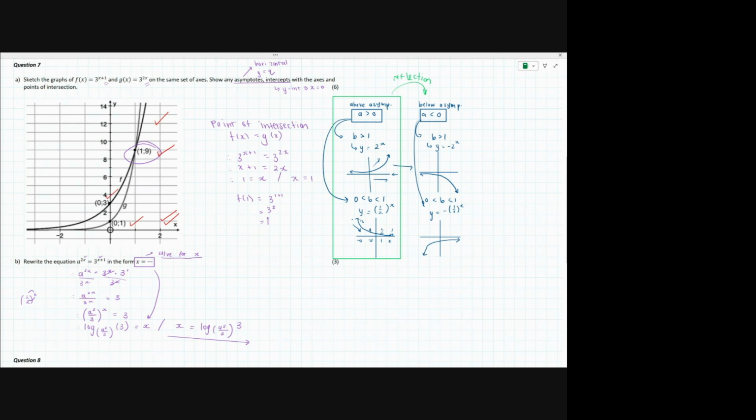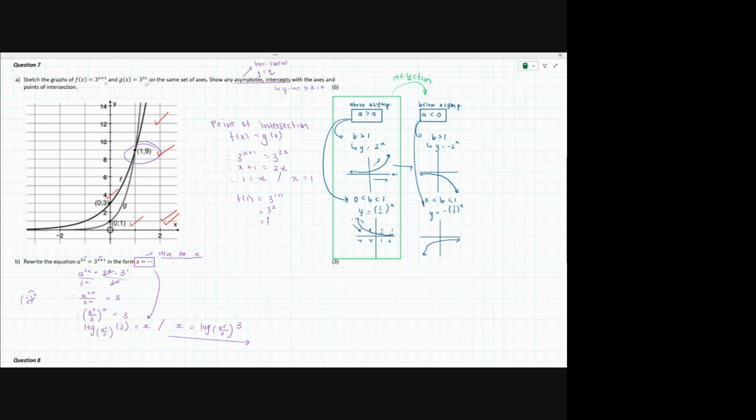Personally, I probably would have allocated the other mark to the shape of your second graph, but it depends. I also wouldn't have made it 6 marks. I would have made it 5, but it doesn't matter. That's how the marks are allocated in this case.